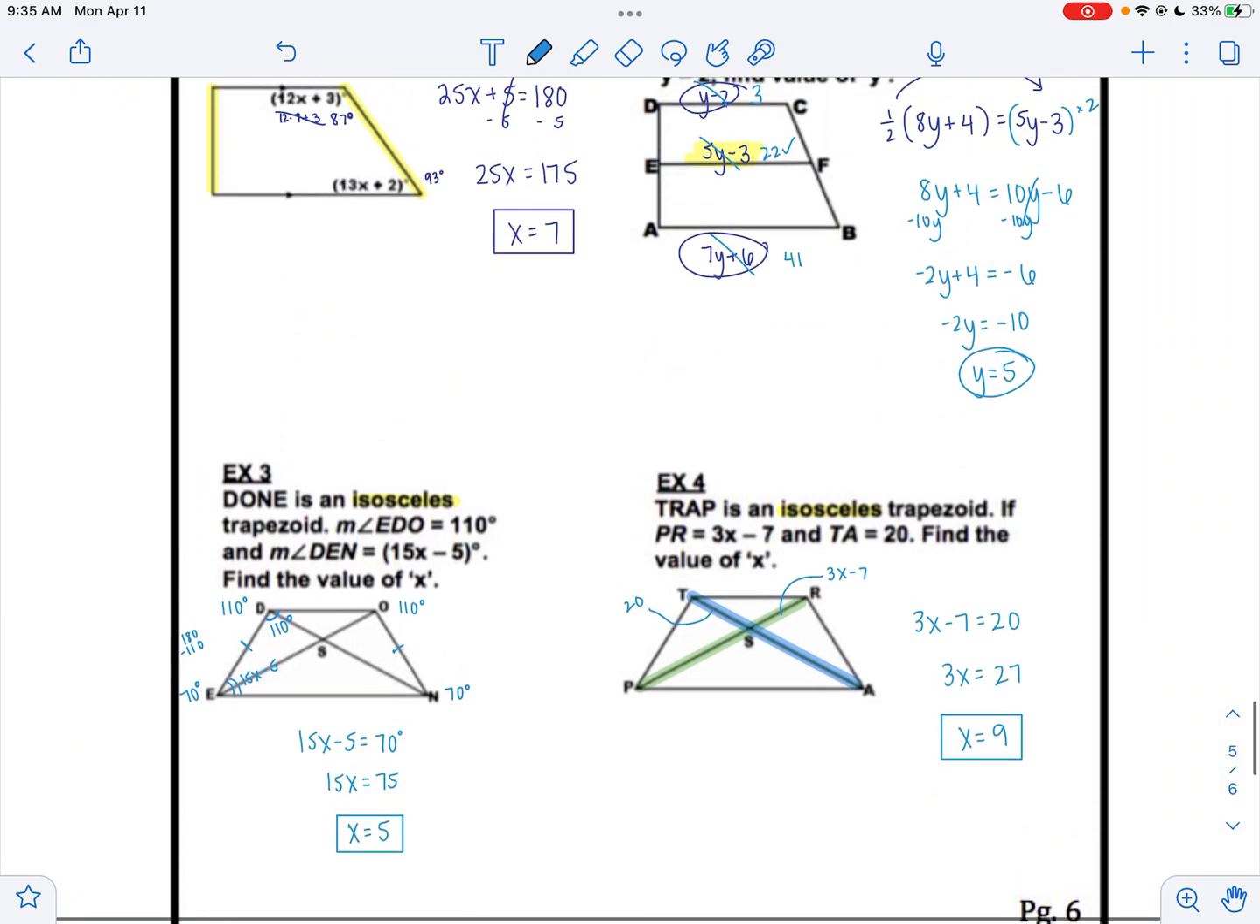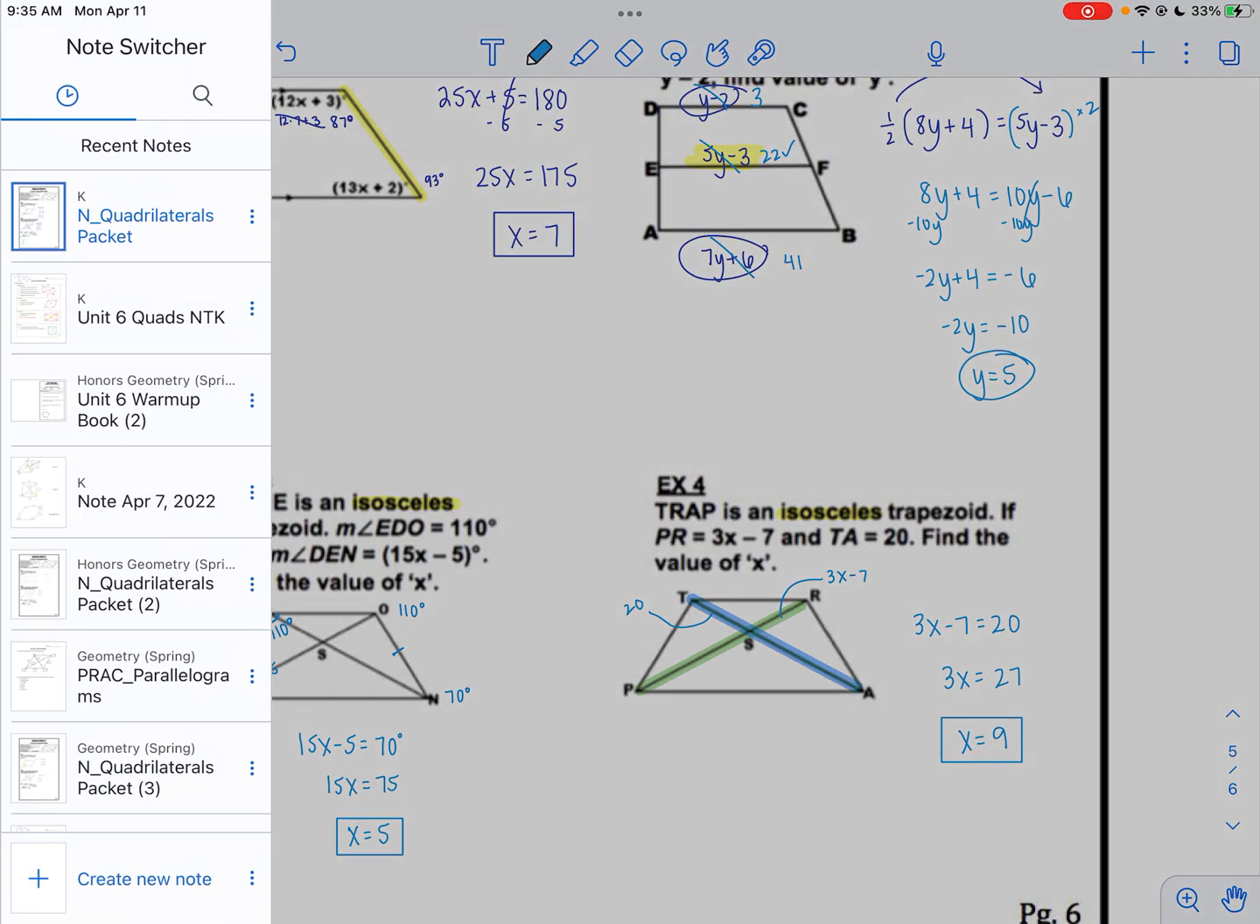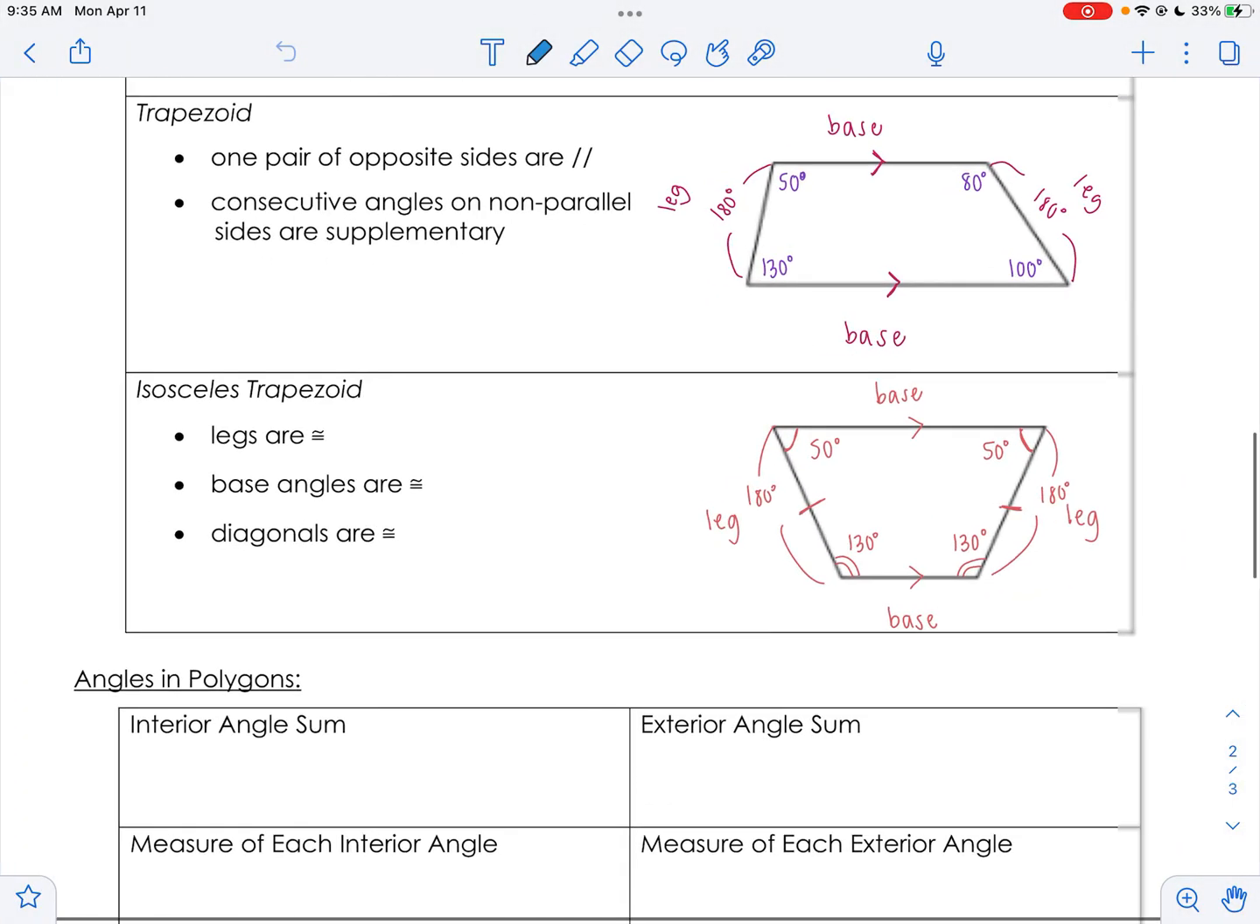So remember, if you get stuck with the trapezoids, just remember that the legs add up to 180 always. And if it's isosceles, you have a few more rules that you can always go look up on your chart.